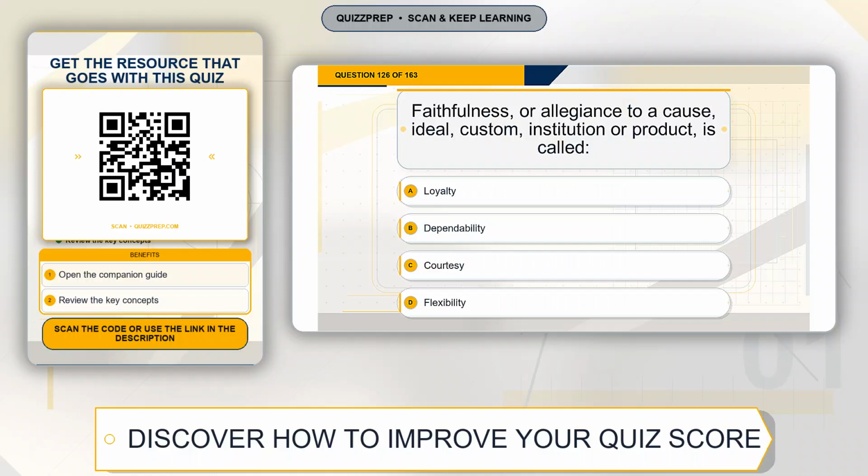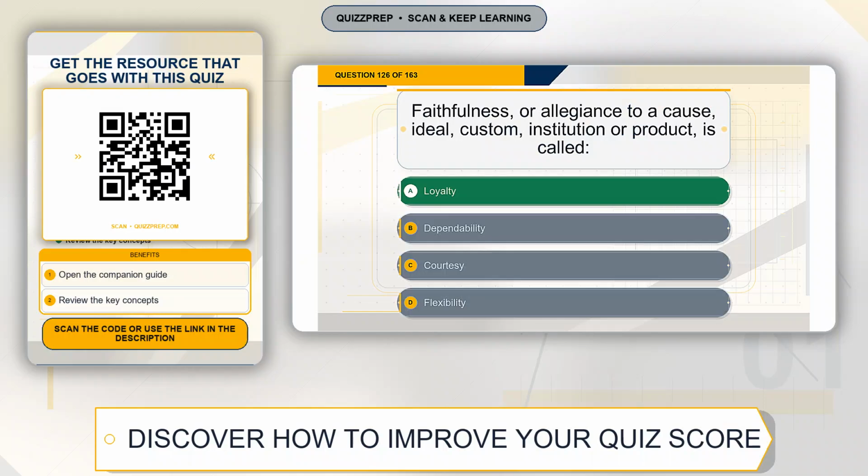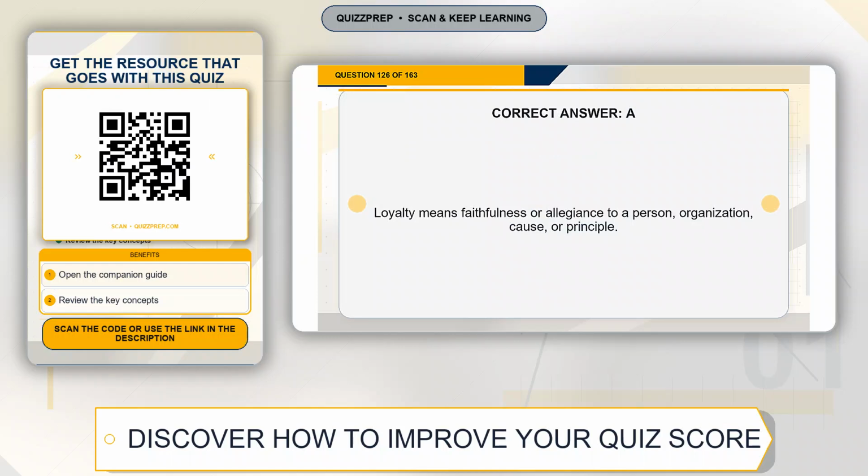Question 126. Faithfulness, or allegiance to a cause, ideal, custom, institution or product, is called: Option A, loyalty. Option B, dependability. Option C, courtesy. Option D, flexibility. The correct answer is option A, loyalty. Explanation. Loyalty means faithfulness or allegiance to a person, organization, cause, or principle.